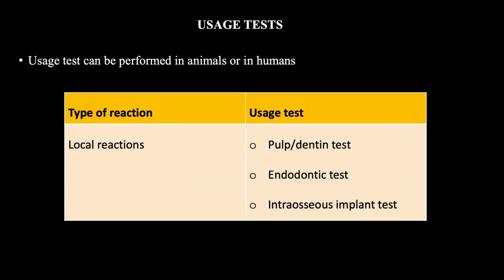The usage tests are performed in animals or in humans. The local reaction is basically tested using pulp or dentine test, the endodontic test, and also intraosseous implant test.